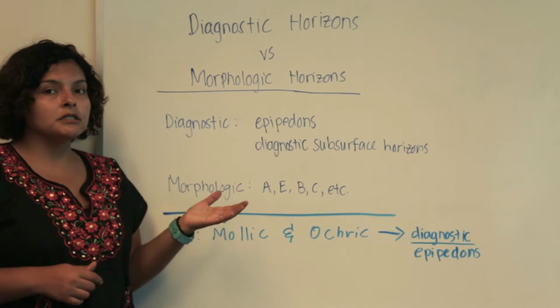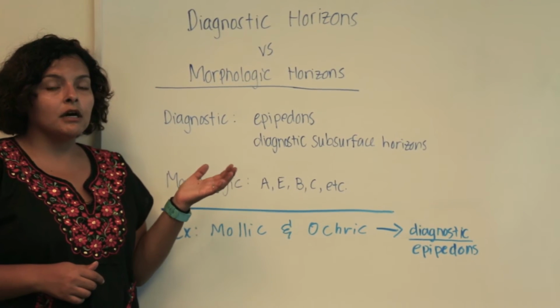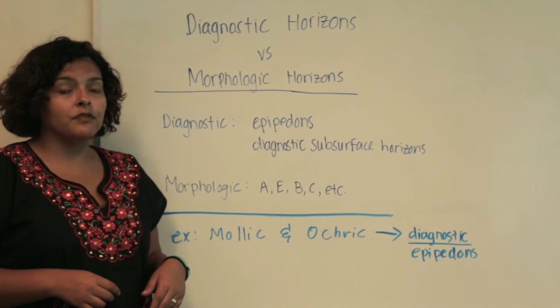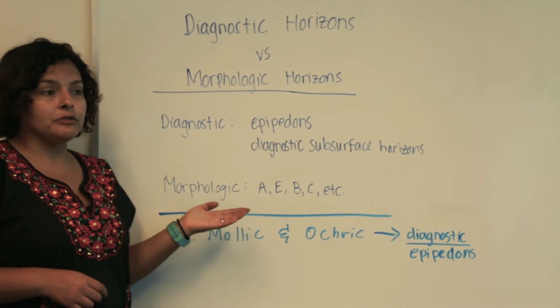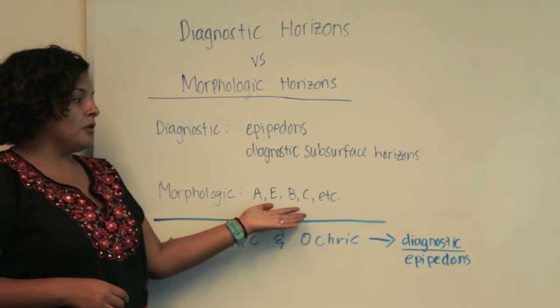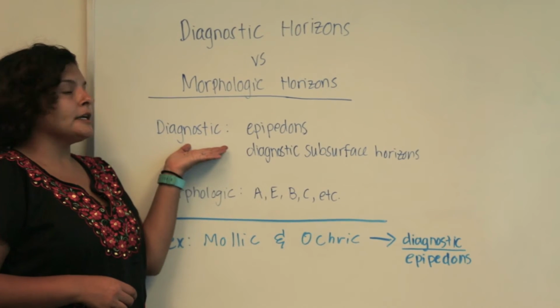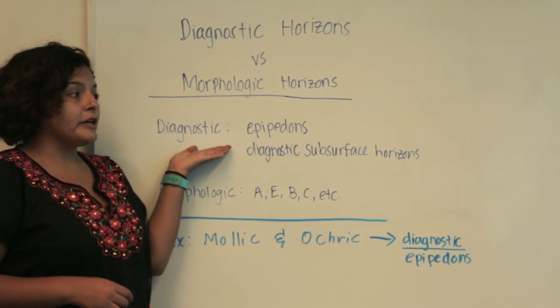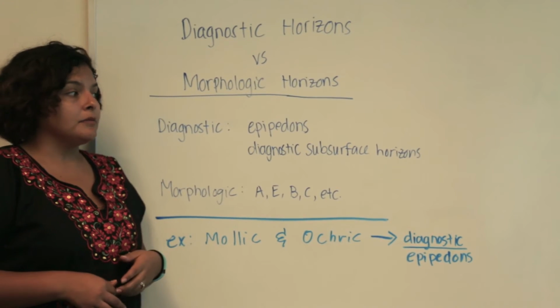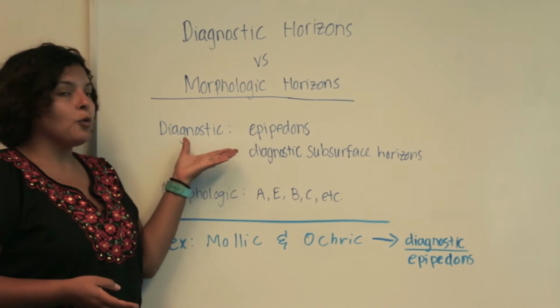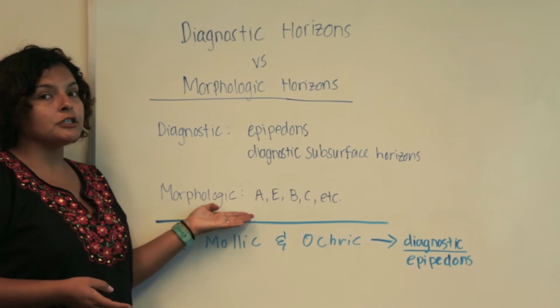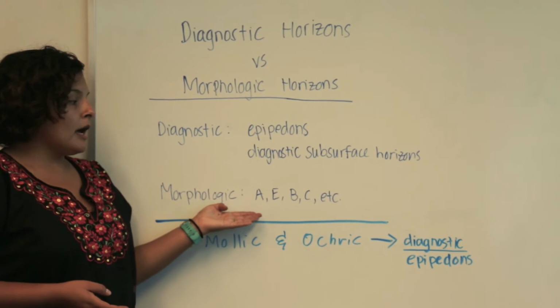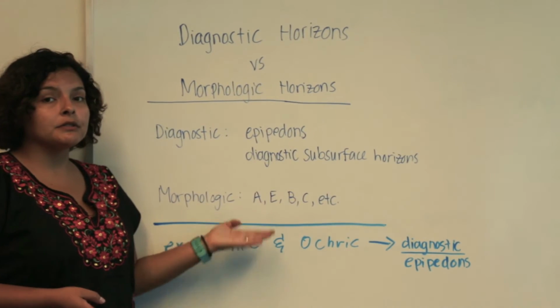So a diagnostic horizon description is much more inclusive than a morphologic description. Although something might be called a B in a morphologic description, it might be considered something else as a diagnostic horizon. So this is just a more technical term, but morphologic does help us in the lab and out in the field of describing some soils.